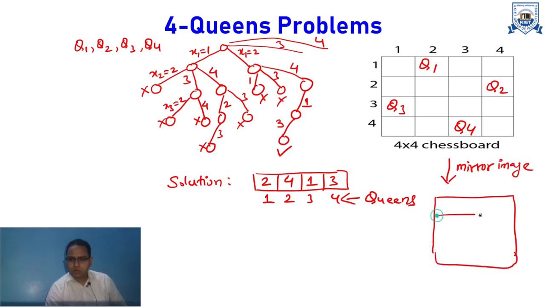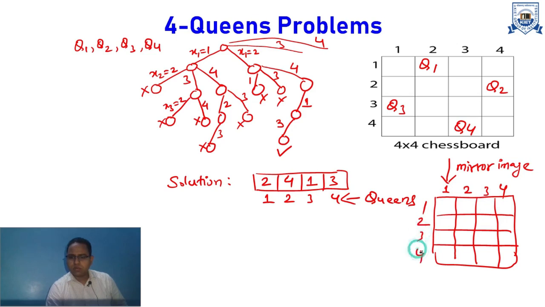So it is our first row, second row, third row, fourth row, first column, second column, third column, and fourth column. So it is 1, 2, 3, 4, 1, 2, 3, and 4. Mirror image means Q1 is at the second column, so make it at the third. Q2 is at the fourth column, just reverse it, so it will come here. Q3 is here, so reverse it, so it will become here. And Q4 will be here.